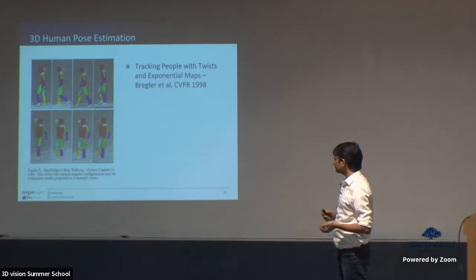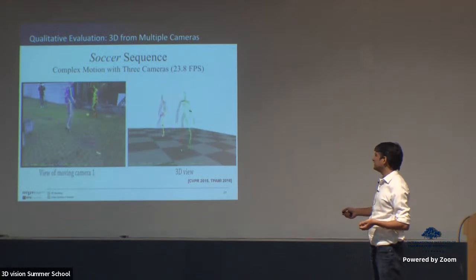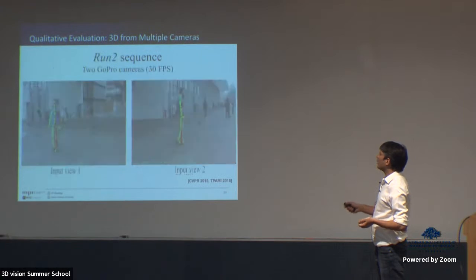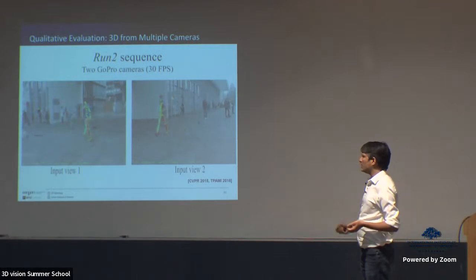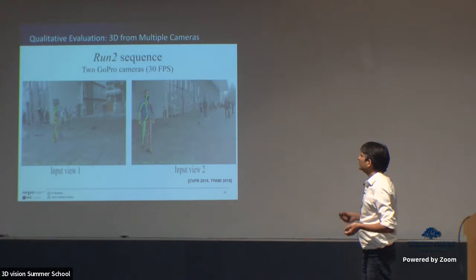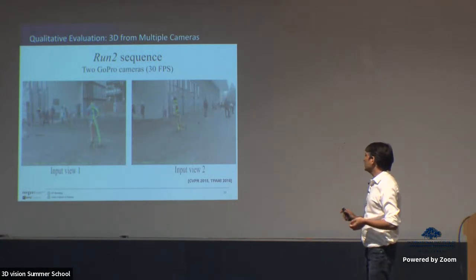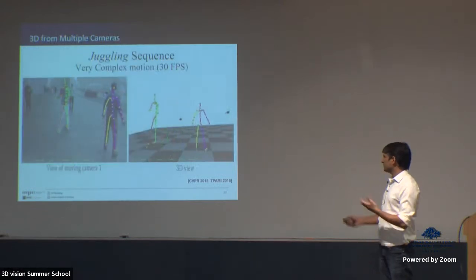Now, this is some of my work from 2015, 2016, where we were using a few cameras. There were a few GoPro cameras. Here we have only 2 cameras, and we are doing 3D reconstruction using this. And here we're not doing too much. We're basically just localizing the 2D joints and triangulating, but it still seems to work decently well. Here is another sequence.